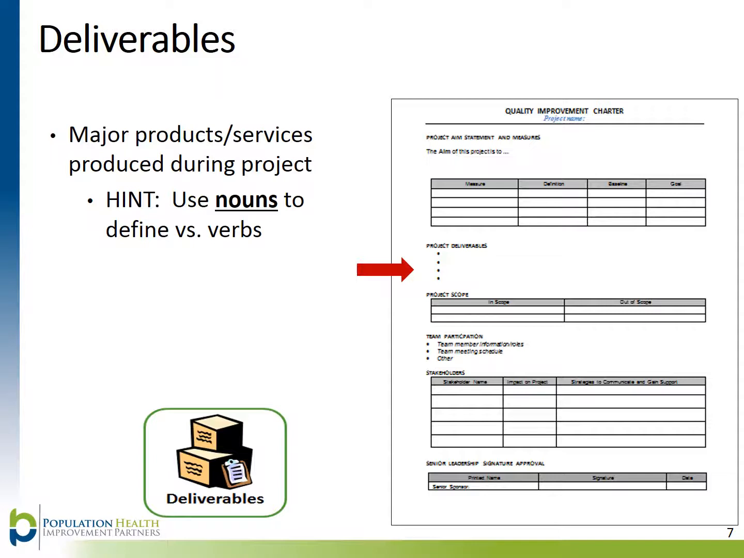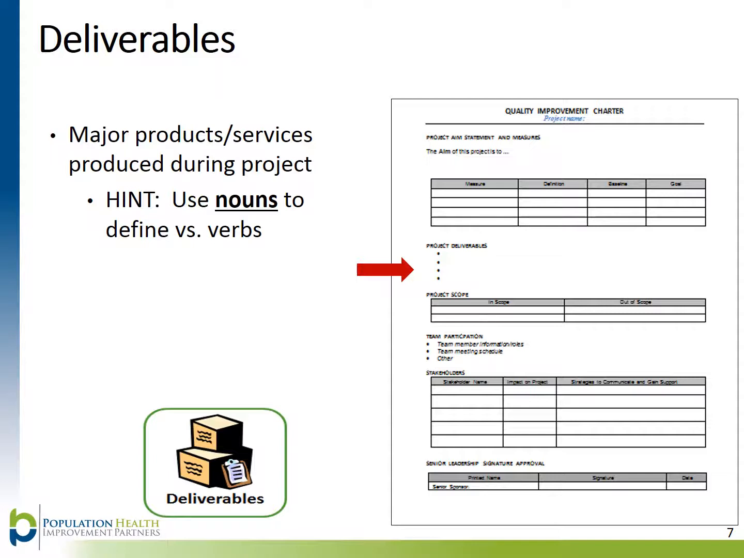Once key deliverables are identified, a high-level timeline can be created to communicate by when these key deliverables should be completed. Often, your team may not know all deliverables until the process or system has been assessed and the opportunities for improvement identified.